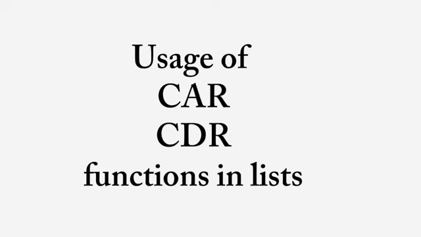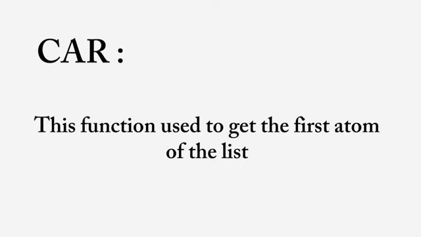Okay, in list we have some functions. So let us see the basic functions we can use in list. Usage of car and cdr functions in list. The car function is used to get the first atom of the list. If you use this car function in front of a list, it will return the first atom of the list. We'll see the example.